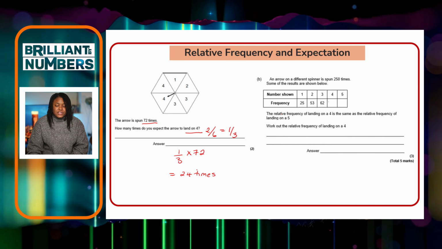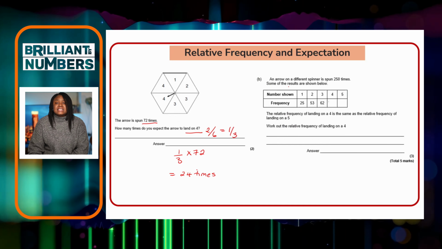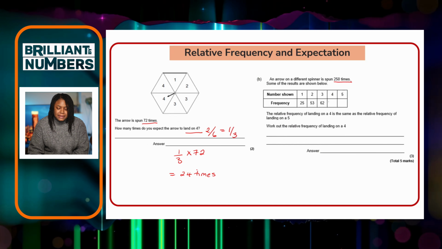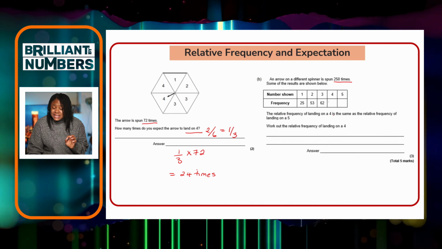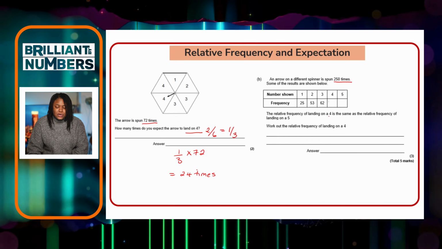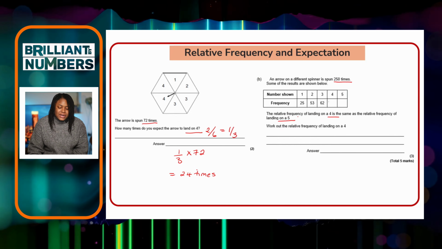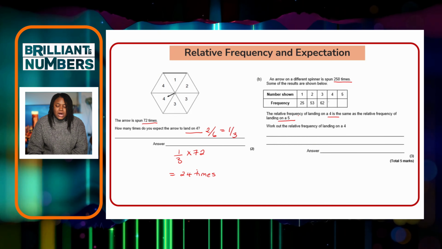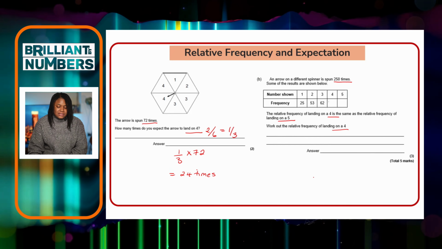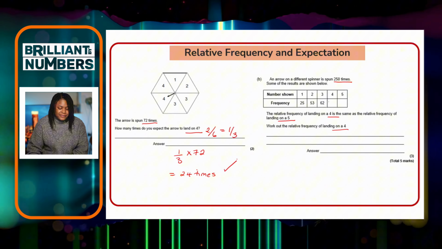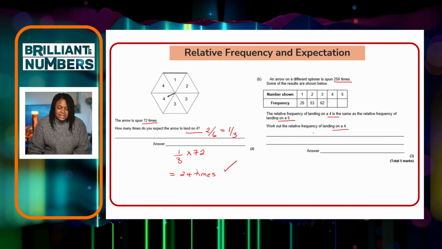Now, a connection for this question tells us that an arrow on a different spinner is spun 250 times. Some of the results are shown in the table, but some of the results are missing. The relative frequency of landing on a 4 is the same as the relative frequency of landing on a 5. Work out the relative frequency of landing on a 4. So all of this question together is 5 marks. So 2 for the first, and the last one is going to give us 3 because we've got to do a little bit more calculation here.